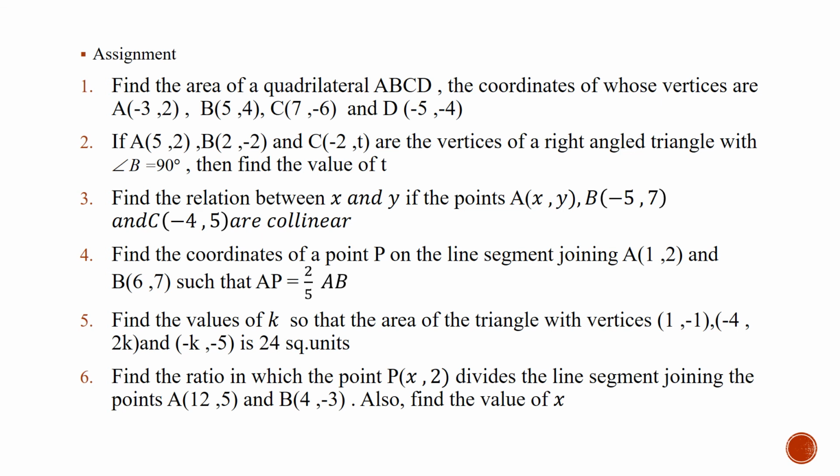Question number 6. Find the ratio in which the point P(x, 2) divides the line segment joining the points A(12, 5) and B(4, -3). Here we can take the ratio as m is to n and equate with the y coordinate, as the coordinate of P is given as (x, 2). After finding the ratio, we can equate our x coordinate and find the value of x.